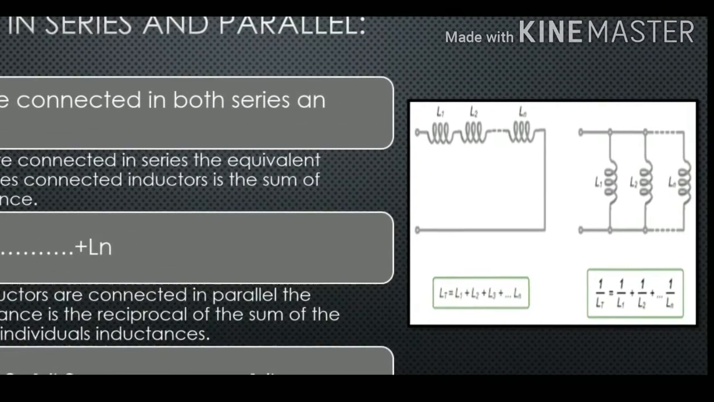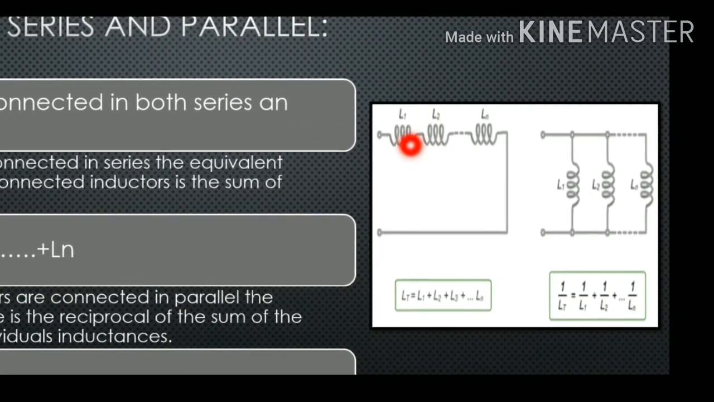In this image, it is shown that when the inductors are connected in series, the equivalent inductance is given by L1 plus L2 plus L3. Similarly, when the inductors are connected in parallel, the equivalent inductance is given by 1 by L equivalent is equal to 1 by L1 plus 1 by L2 plus 1 by L3.